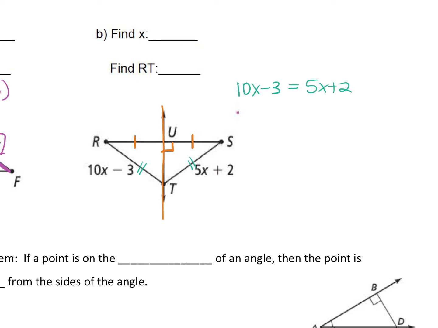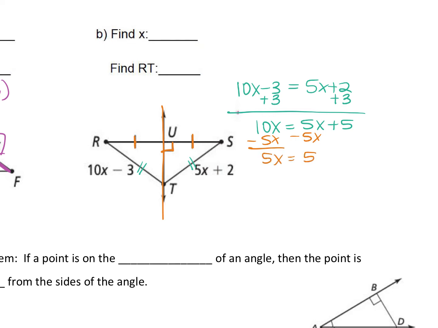Plus 3. We can add the 3. So we get 10x equals 5x plus 5. Then what? Take away the 5x. I would have done that first. So if you did the 5x first, that's totally fine. That's what I would have done. But it's not wrong to do it this way. So we get 5x equals 5. Divide by 5. So x is 1.